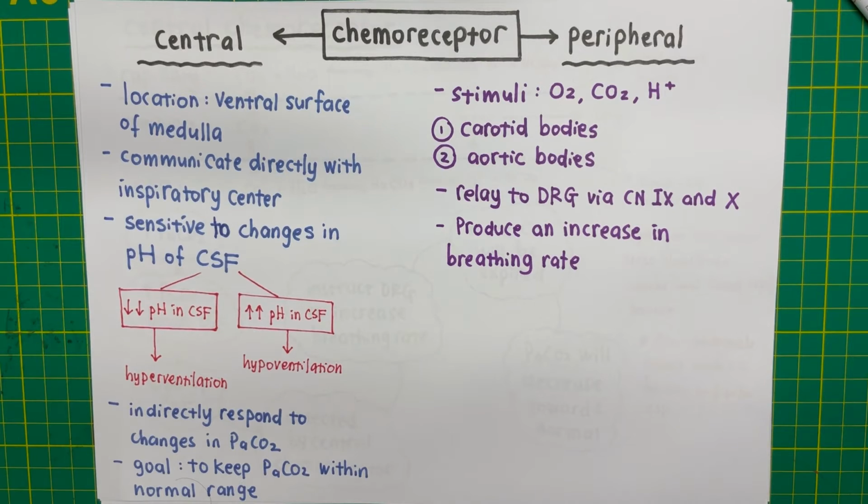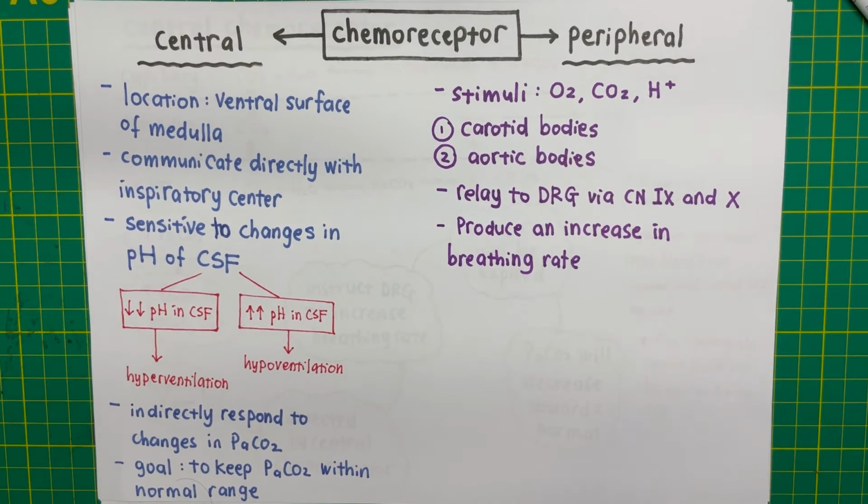So what happens when the pH in CSF is acidic? It will stimulate hyperventilation. Why? If the CSF pH is alkalotic, it will stimulate hypoventilation. Central chemoreceptors indirectly respond to changes in arterial partial pressure of carbon dioxide, and they are responsible for keeping the arterial PCO2 within the normal range.